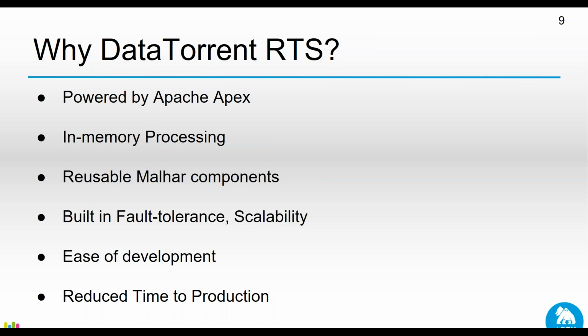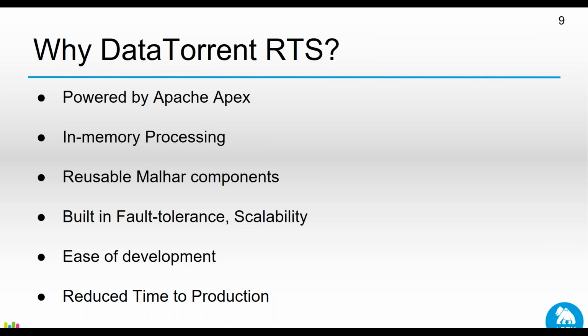So coming back to why exactly us, why DataTorrent RTS? It is powered by, as I mentioned, Apache Apex. It's an open source top-level project. It's garnered a lot of interest in the ecosystem, and some of the big players who have been using us are from different verticals: the financial side, the IoT space, the ad tech world. It offers totally in-memory processing, giving very low latency and the desired throughput. So high throughput and very low latency with built-in fault tolerance and scalability.